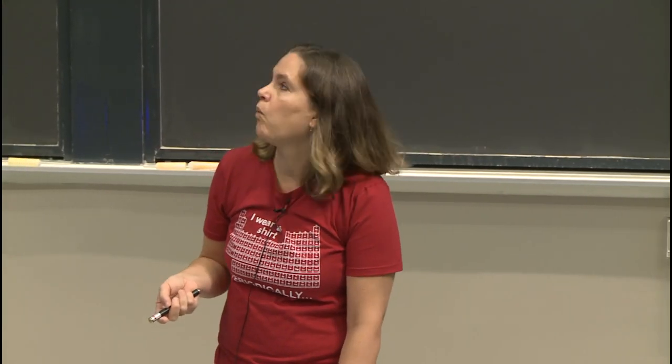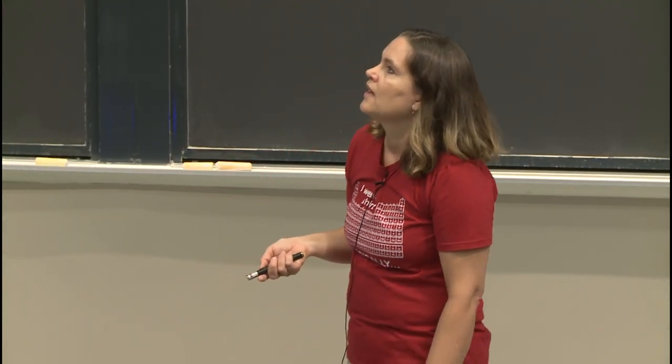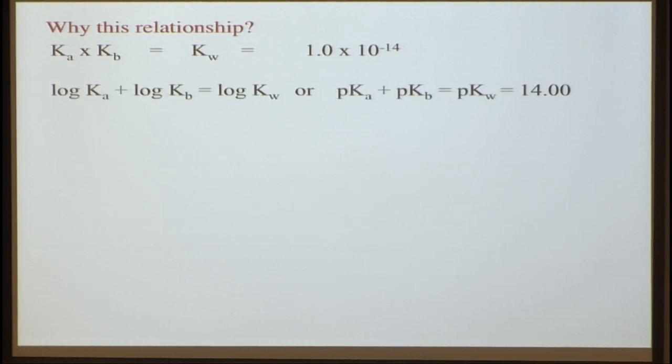So let's think about why this would be true. And this relationship holds: Ka times Kb equals Kw. And we know that Kw is 1.0 times 10 to the minus 14th at room temperature. And if we take the minus log of everything, we can derive this expression, which is the pKa plus the pKb equals the pKw equals 14.00.